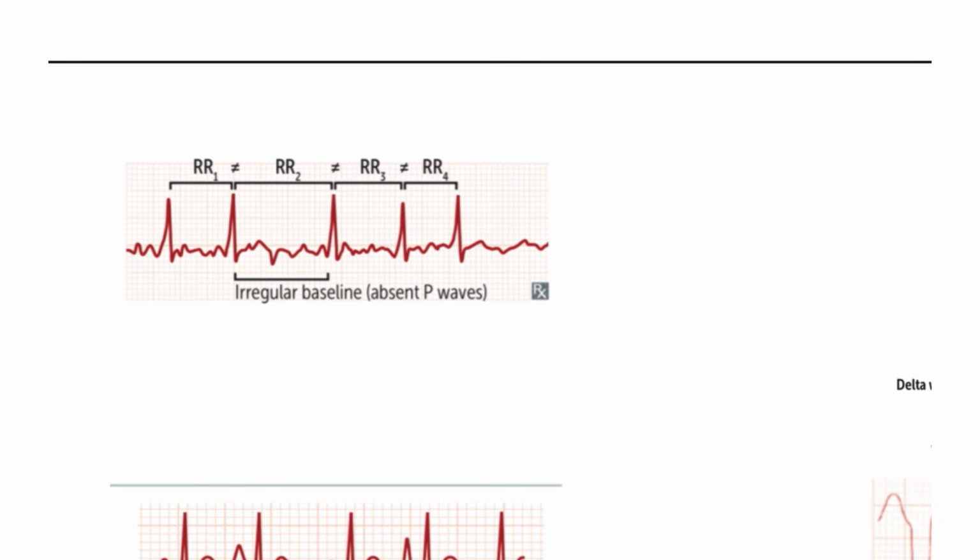Next, moving on to the other types of ECG, the tachyarrhythmias. Here you can see an irregular baseline with absent P waves. So this is the condition of atrial fibrillation. So this patient has atrial fibrillation.